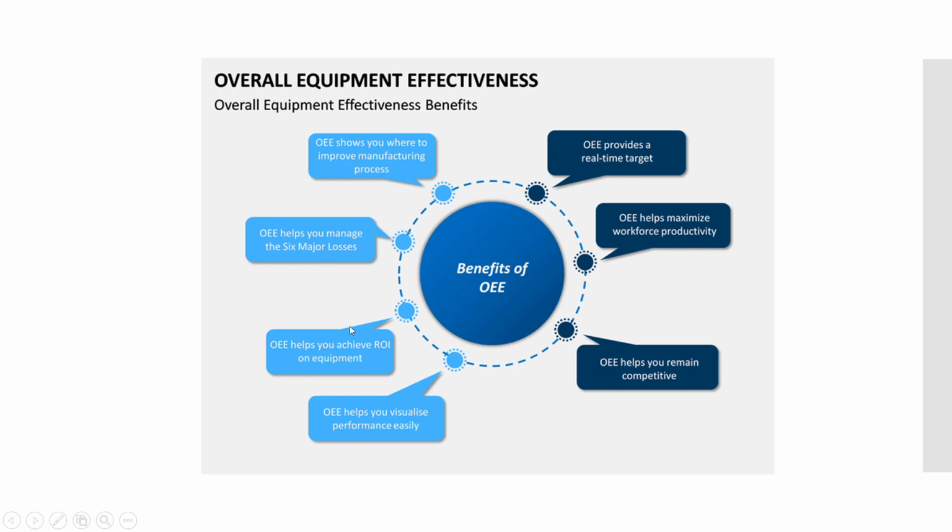It gives you an idea to achieve the ROI on your particular equipment, and shows where you have to improve the manufacturing process. This idea also you can get with the help of OEE. And at last, it also provides real-time targets. With that target, we can improve our factory performance, productivity, and every KPI index.